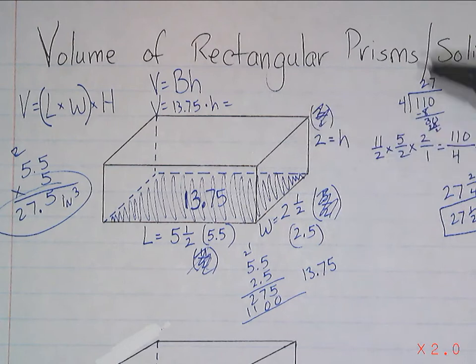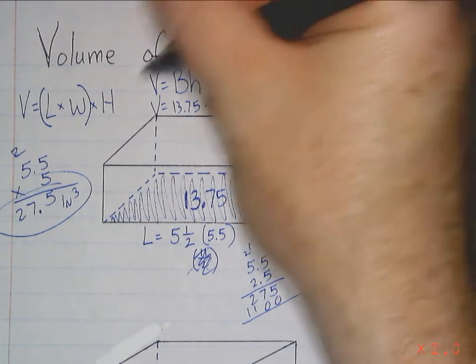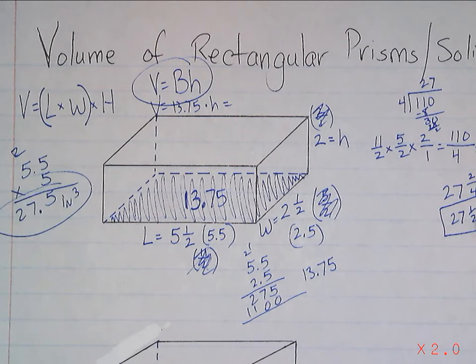The reason why I bring that up is you're going to see this formula again. Volume equals area of the base times height. I just broke it down as length times width times height. Okay? Hopefully I did not overcomplicate it, but basically it's as simple as that. Length times width times height.